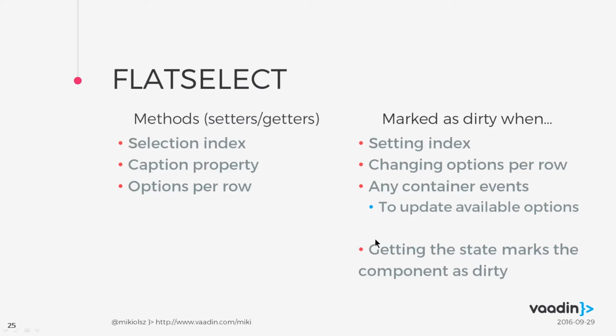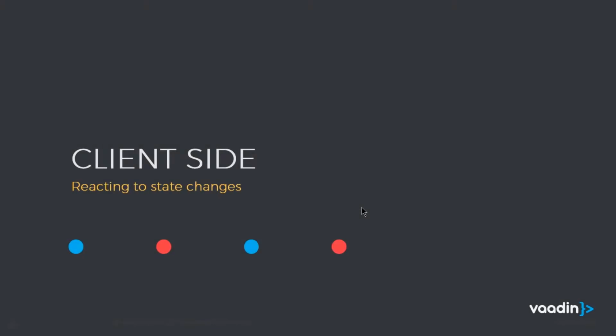What is important, I would say, in developing a component: whenever you get state, it actually marks the component as dirty. You can call getState with a Boolean parameter, and if that Boolean parameter happens to be false, then you're getting a state without marking the component as dirty.